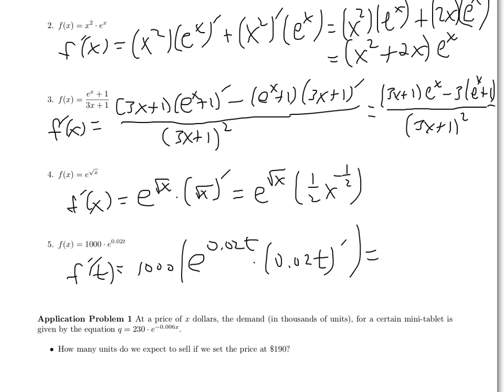So I'll have the 1,000 times the 0.02, which is not a hard thing to do, times e to the 0.02t.